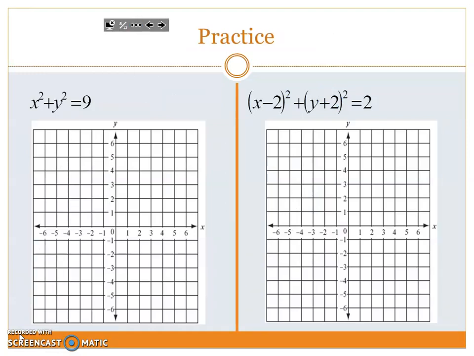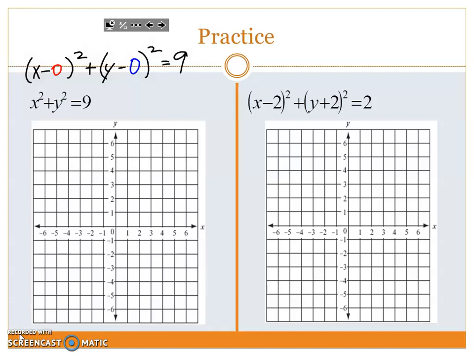Okay? X squared plus y squared equals 9. If you guys ever see an x squared or a y squared by itself, what number is in there for that x squared or that y squared? Well, it needs to be a number that's not going to change anything. So x minus what equals x? Well, that would be x minus 0. Y minus what equals y? That would be y minus 0. Okay, so x minus 0 squared plus y minus 0 squared.